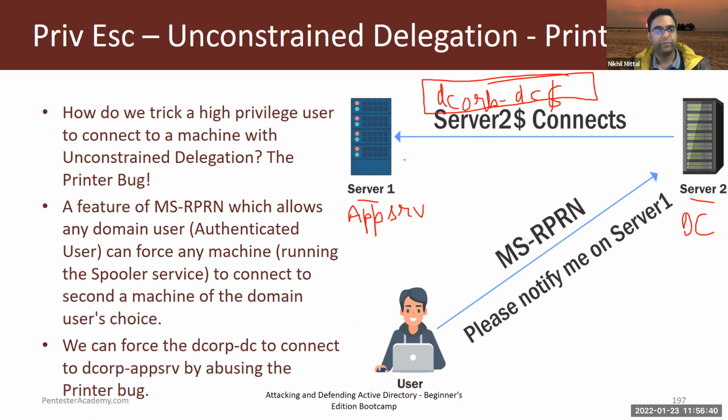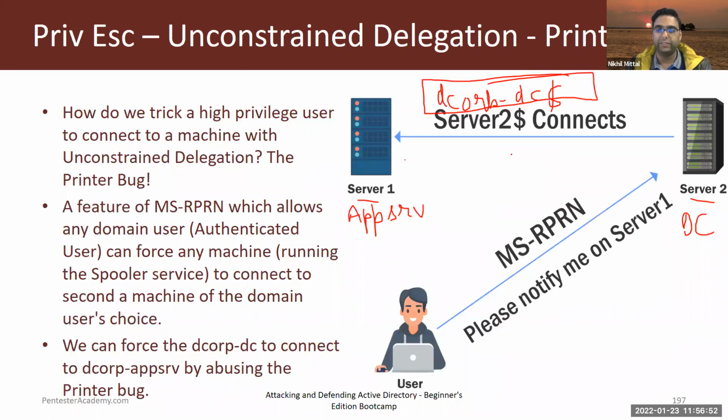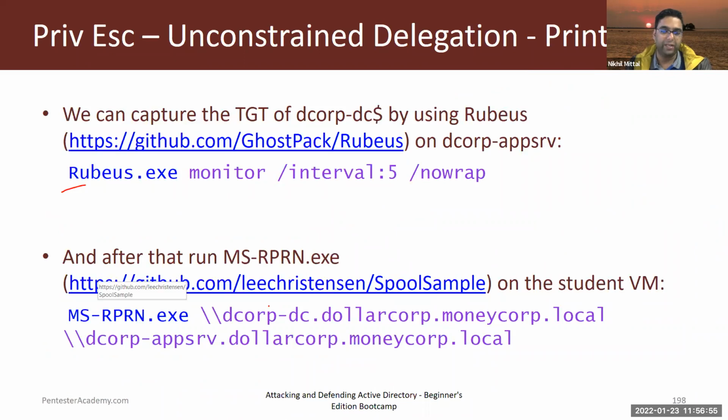All right. So how do you capture the TGT? Using Rubeus. How do you trigger the authentication? How do you trigger this connection? Using MS-RPRN or SpoolSample.exe from this repository. You don't need any special privileges for this one. This command can be run as any domain user. This you need to run as an administrator on dcorp-appsrv. I mean, you need to have access to the machine. So yeah, we would require administrative access on this one. With that, we can go ahead and use it.